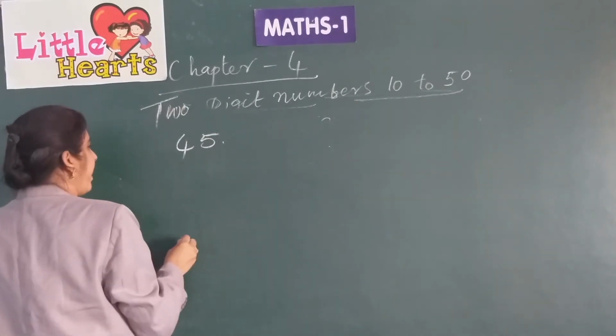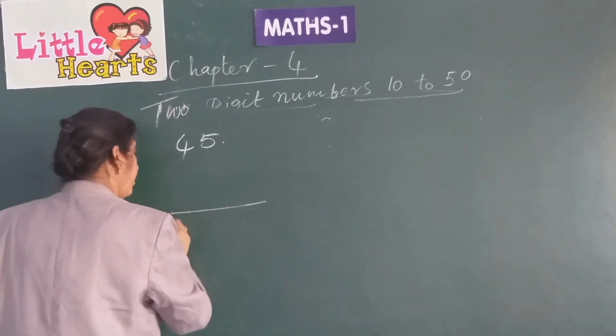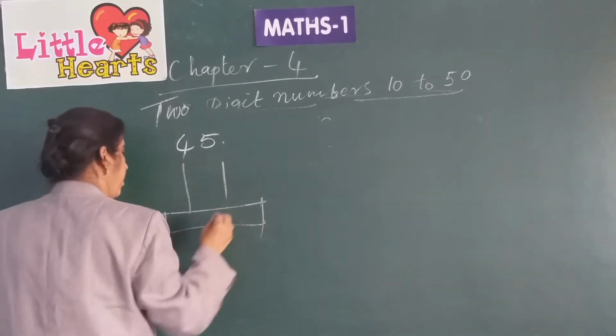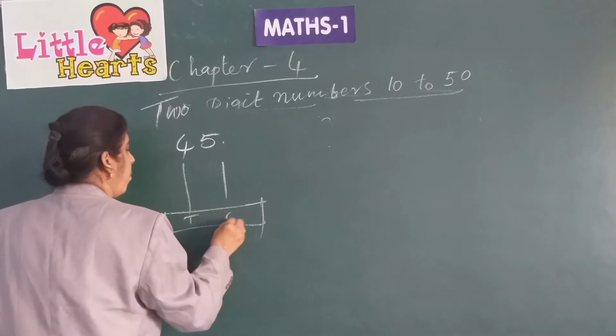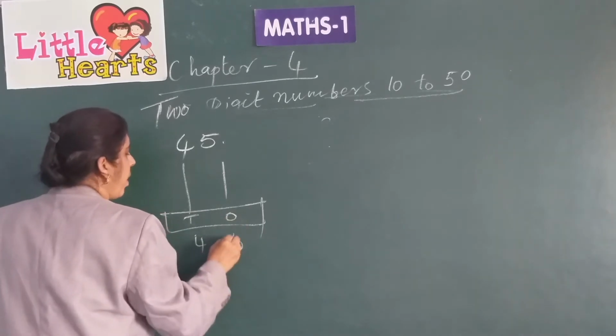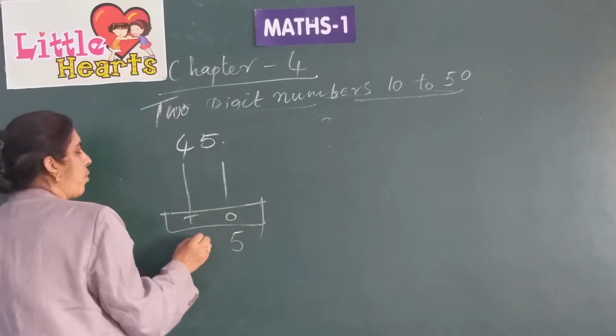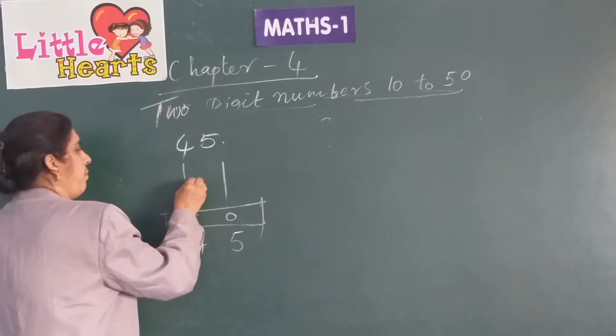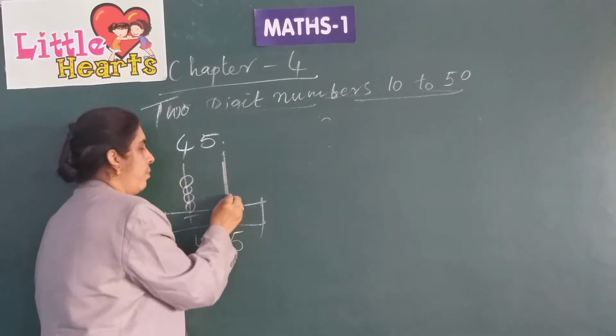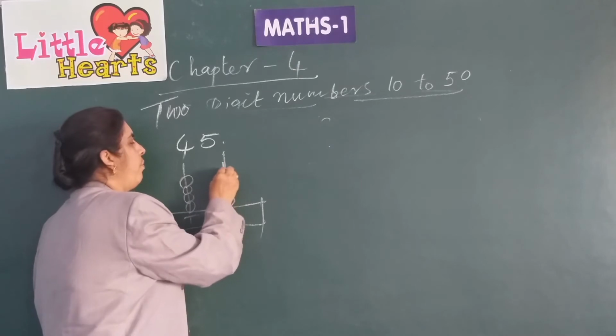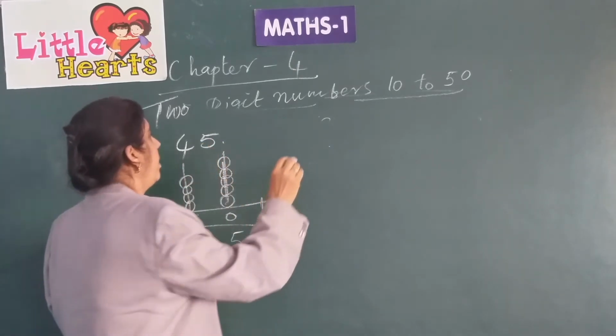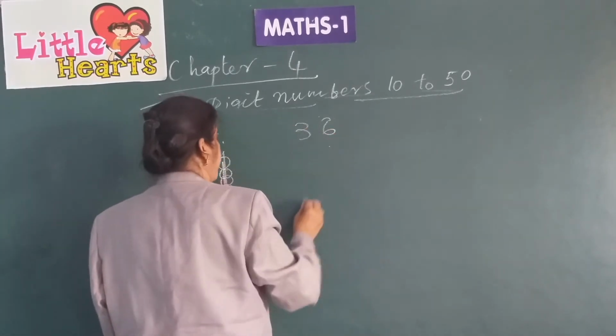Represent it on the abacus now. Tens, ones, 4, 5. So draw the number of beads according to the number. 1, 2, 3, 4. 1, 2, 3, 4, 5. Next, 36.